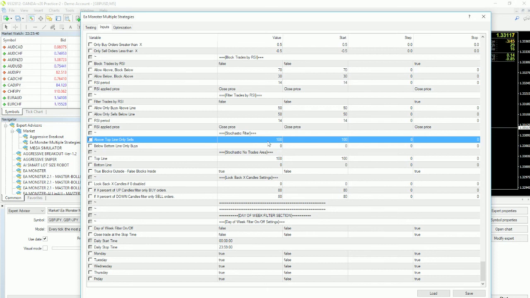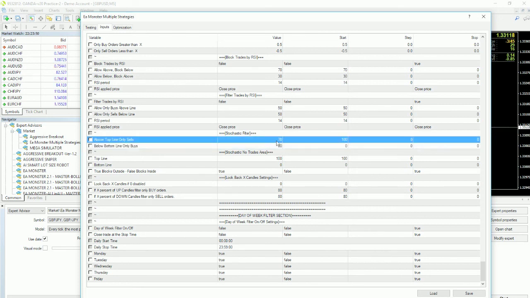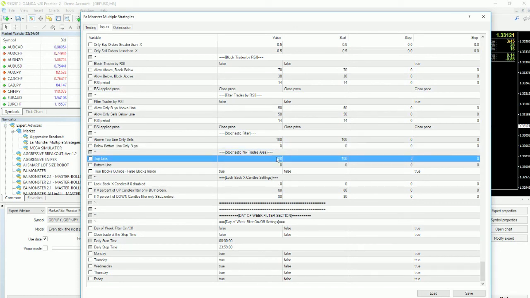Stochastic filter, this one here will, above the top line, allow only sells. So if you set this to 70, this to 30, it's going to allow sell trades because we're looking at an overbought market above 70, and we're going to look at an oversold market. It's going to allow only buys below here. So it's already sold, below buys under the 30.